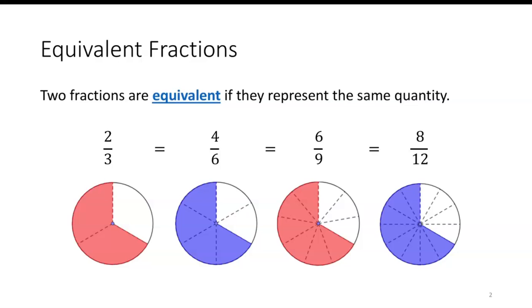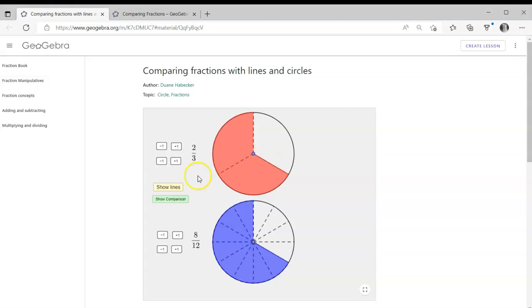Two fractions are equivalent if they represent the same quantity. So the amount of a circle shaded for 2/3 is the same amount shaded for 4/6, is the same amount shaded for 6/9, is the same amount shaded for 8/12. And if we look at it, so there's 2/3 and 8/12.